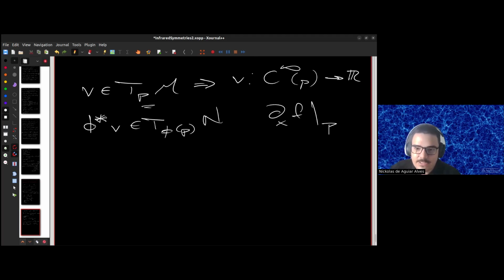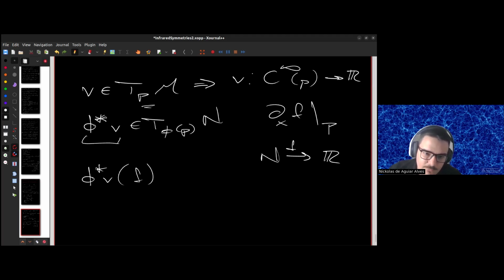So a vector is something like this. A vector is something that eats a function and spits a number, and it does so in a way that resembles a derivative, because deep down it is a derivative. So the way I will define this guy here is going to be the following. If I have a function f from N to R, I'm going to define the action of this vector on that function by saying that you compute the action of the original vector in the pullback of that function.